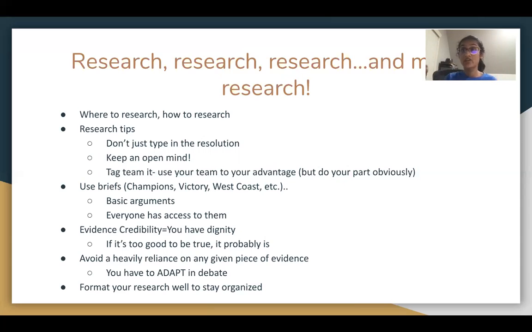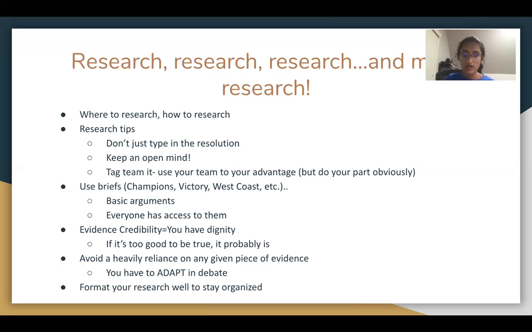Because at the end of the day, you're going to be arguing both sides of this resolution. Use your team to your advantage. You can split up different topics and each research those. Oftentimes when you're researching a certain argument, you'll find blocks or arguments against that argument within the same article. So keep those in mind.